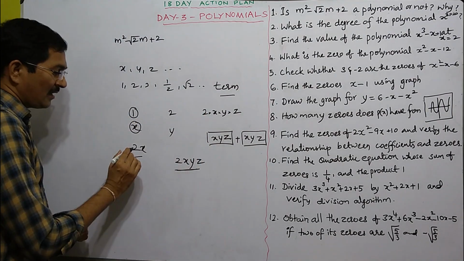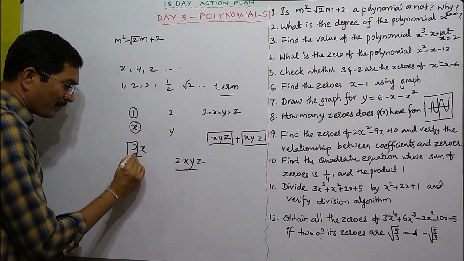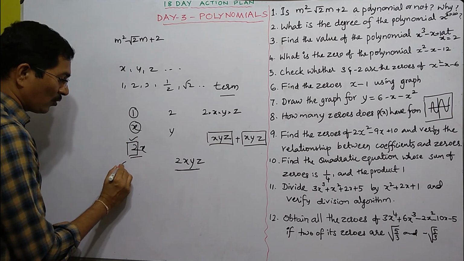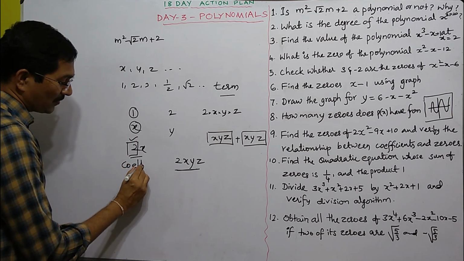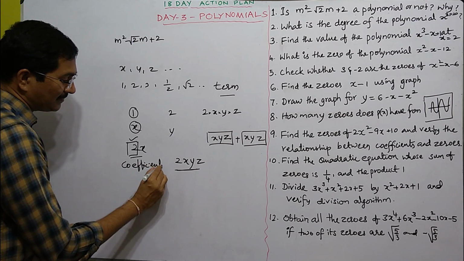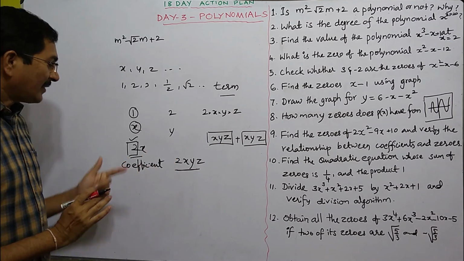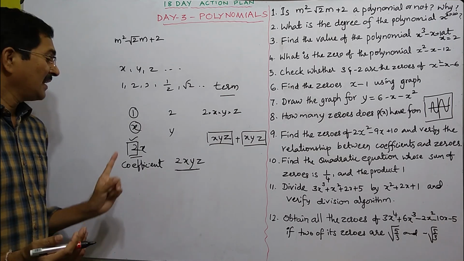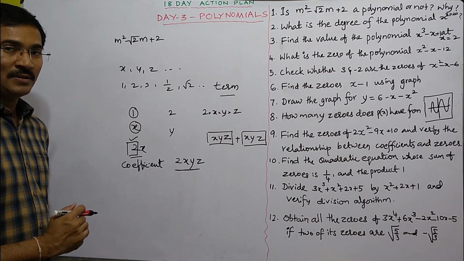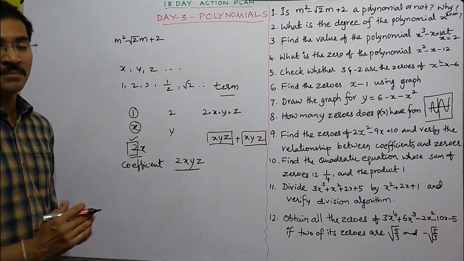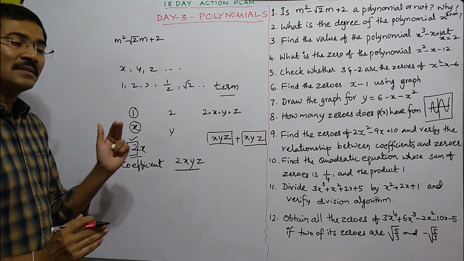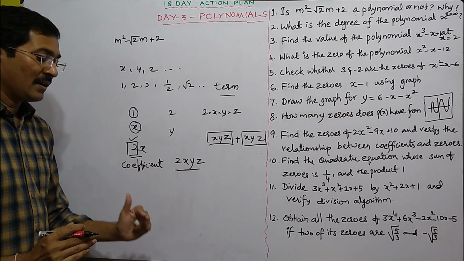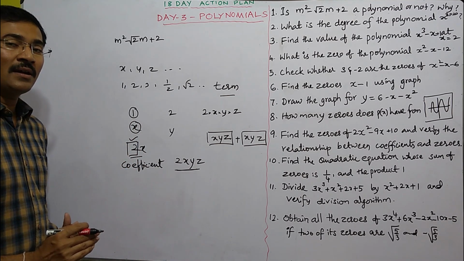In the terms, if there is a number preceding the variables, this is called the coefficient. This is called the coefficient of the term. And the coefficient may be negative or positive or whatever it is. It will be a real number. So, the coefficient can be any real number. What are real numbers? It can be a natural number, whole number, integer, rational number, irrational number, any of them.